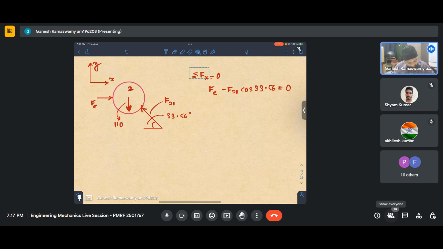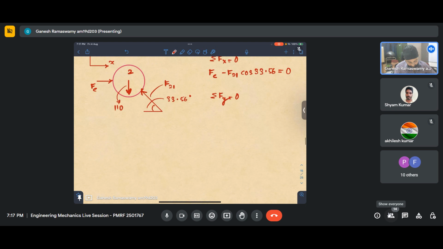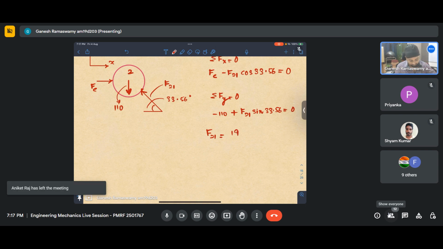Similarly, we can write Fy equaling 0. So Fc doesn't have a y component. We'll have minus 110 because it's applied in the negative y direction, plus F21 sine 33.56 equals 0. So from here we can calculate F21 is 199.